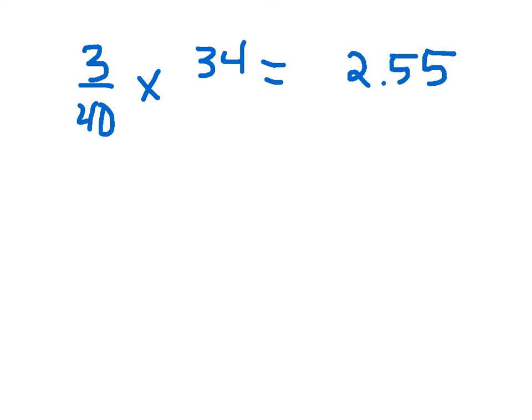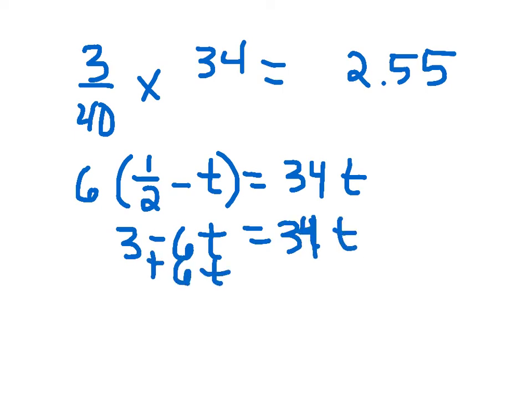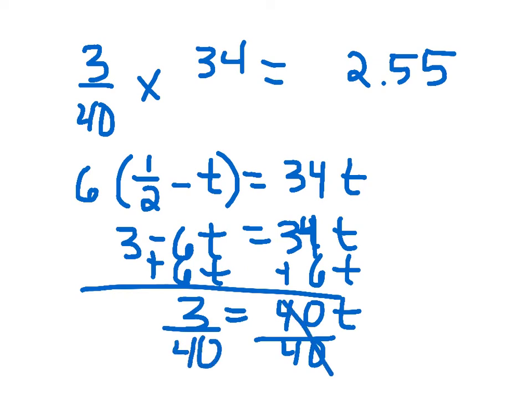The whole idea is to set up the equations in the way that involves the chart. I'm not so much worried about all the final minutia at the end. If you understand that those two distances equal each other, that we had 6 times 1/2 minus t equaling 34t. So 3 minus 6t equals 34t. Adding 6t, 3 equals 40t. Time is 3/40, which, as we said, is in fact 4.5 minutes.